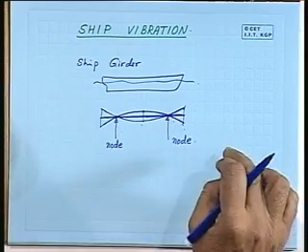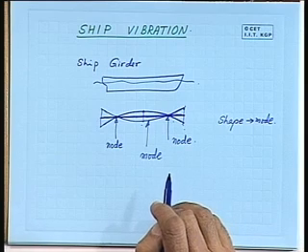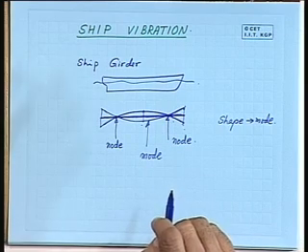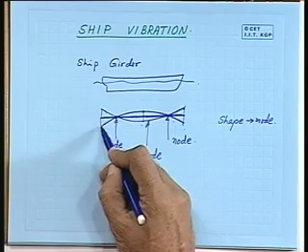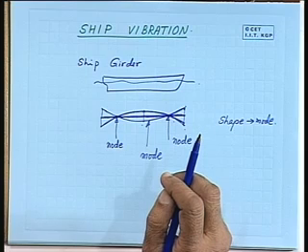And the shape which the structure obtains during the vibration is known as the mode. Okay. So, the shape is the mode, and point of zero deflection is the node, and by connecting the nodes you get the mode. So, this is the mode which passes through these nodes here. Okay.